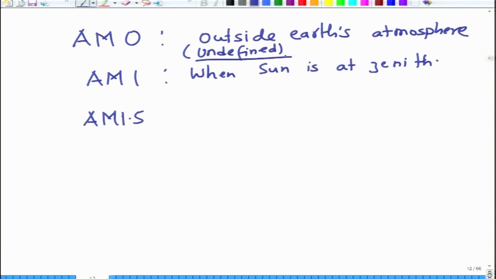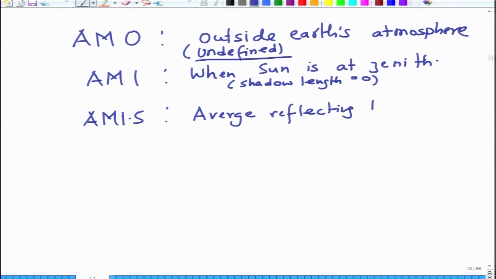And what basically it means is that the sun is outside Earth's atmosphere, it does not reach you, okay, the rays do not reach you. AM1 is when the sun is at zenith, which means shadow length is equal to 0, and AM1.5 is a value which means that average value reflecting the solar spectrum.